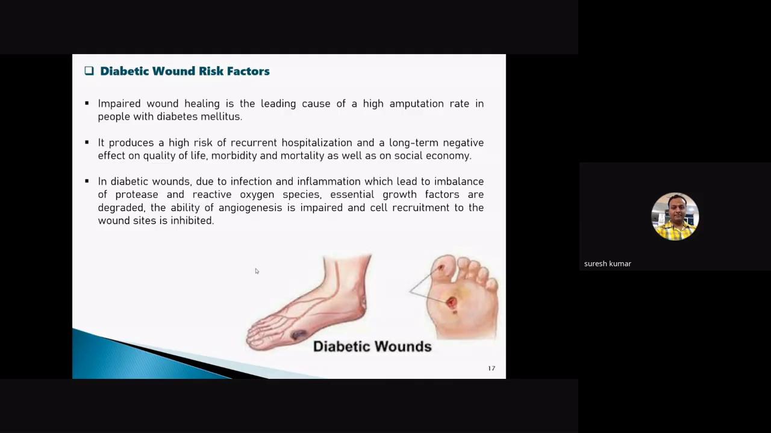So what are the risk factors? Impaired wound healing is the leading cause of the high amputation rate in diabetic patients. It produces a high risk of recurrent hospitalization and long-term negative effects that result in morbidity and mortality as well as social and economic burden. So what happens in a diabetic patient due to infection? Inflammation leads to an imbalance of matrix metalloproteases and ROS, and the growth factors get degraded. So the normal process of angiogenesis, blood vessel formation, is impaired, and cell recruitment to the wound site is inhibited.